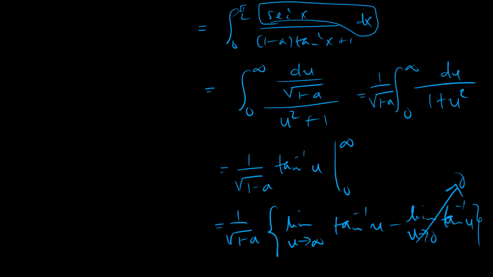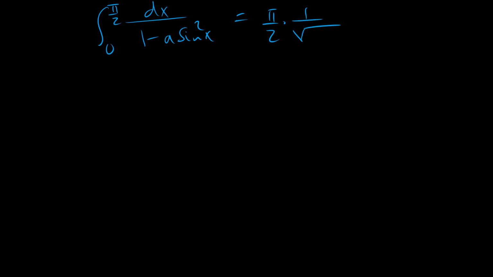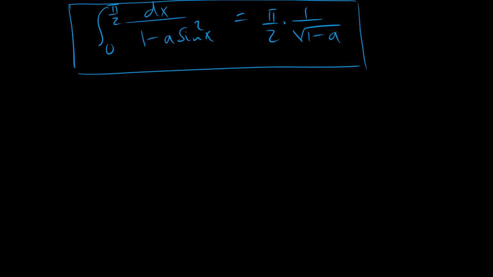This tends to 0, and this tends to pi over 2. And so our problem, the integral from x equals 0 to x equals pi over 2 of 1 over 1 minus a sine squared of x, is equal to pi over 2 times 1 over the square root of 1 minus a. This is a very important link for us to solve our problem.